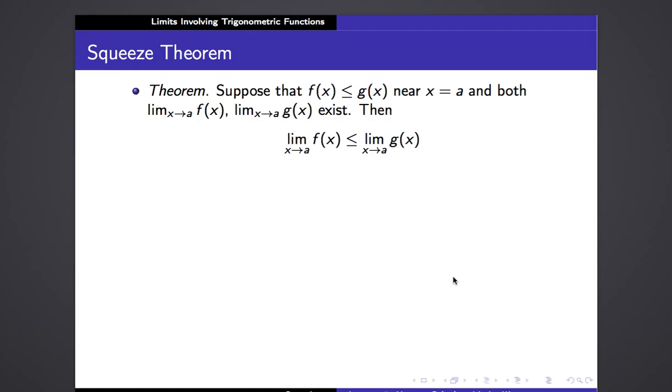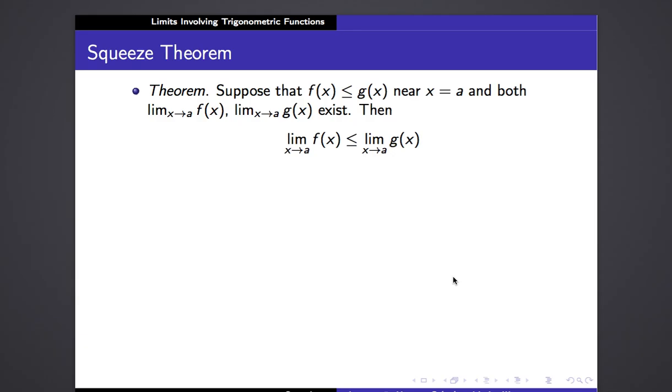Suppose that f of x is less than or equal to g of x near x equals a. That inequality doesn't have to be satisfied all over the domain, but just near some point, x equals a. Here, near means on an open interval containing a. So f of x and g of x satisfy this inequality, and both the limit of f of x and the limit of g of x when x approaches a exist.